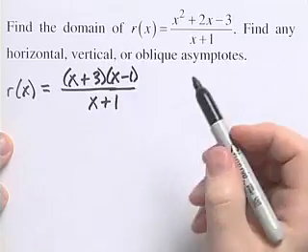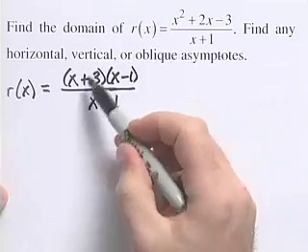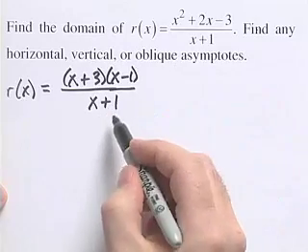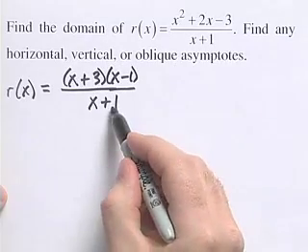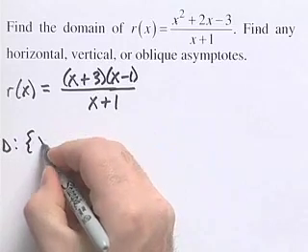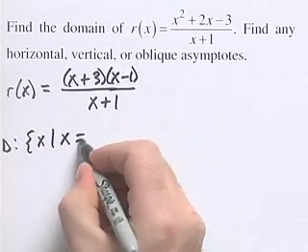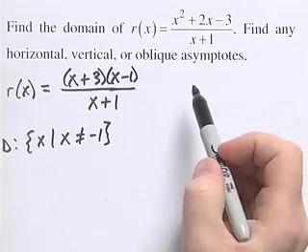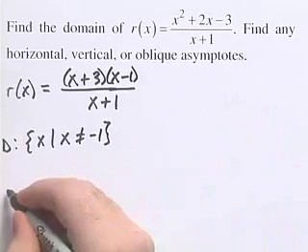To determine the domain, recall that the domain of a rational function is all real numbers except where the denominator is 0. In this case, x equal to negative 1 makes the denominator 0. So our domain is the set of all real numbers for x such that x is not equal to negative 1. To determine the asymptotes, we'll start with vertical asymptotes.